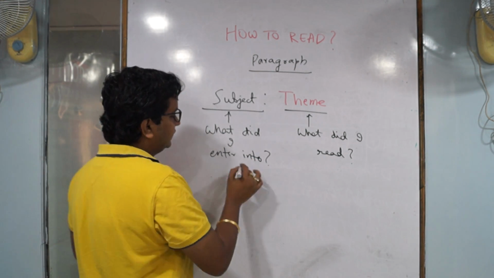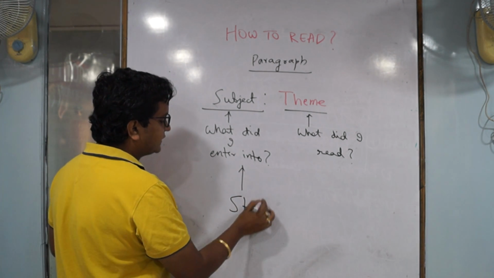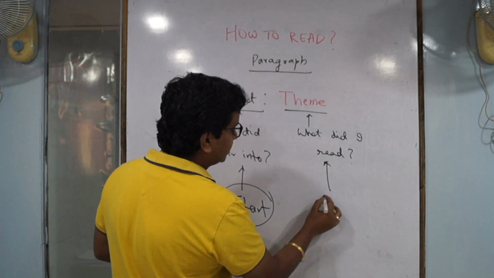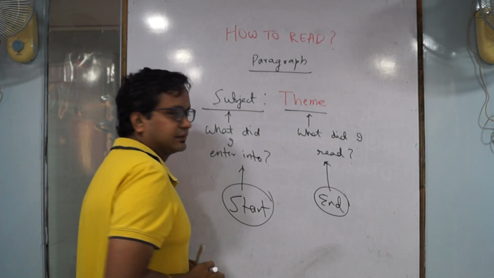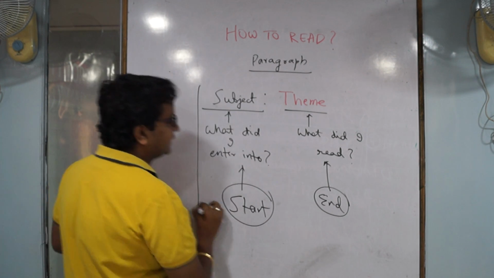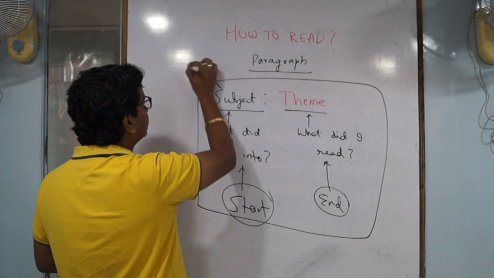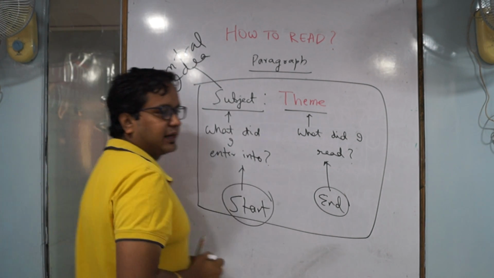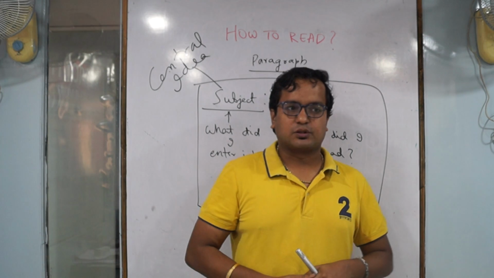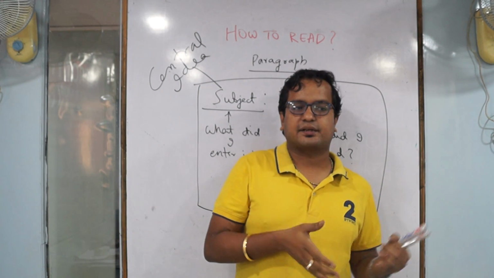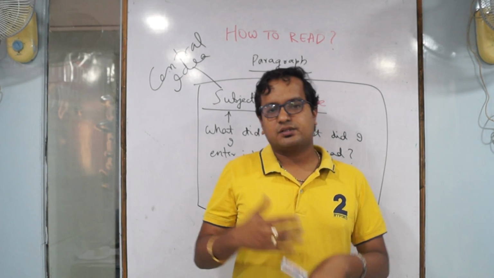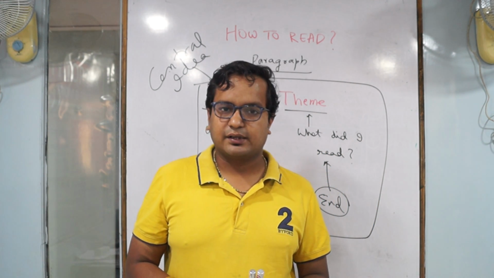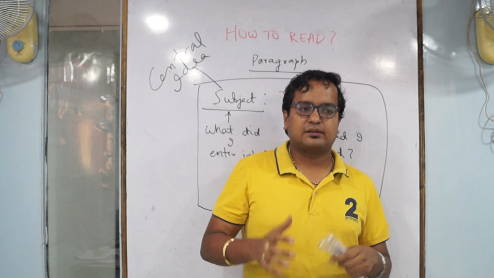So when you start, identify the subject. When you end the paragraph, try to identify the theme. This complete thing, identification of the subject along with the theme, is what we call the central idea, and this is called central idea based reading. Let's say you start an editorial and read a paragraph. At the end of it you know what the subject was and what the theme was. Let me give you an example.